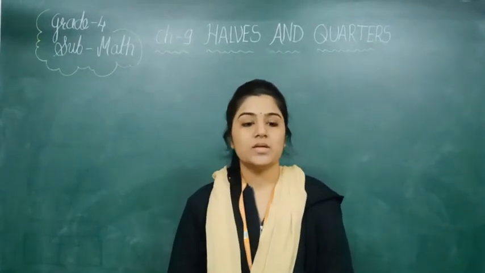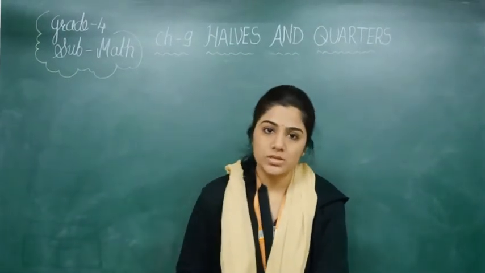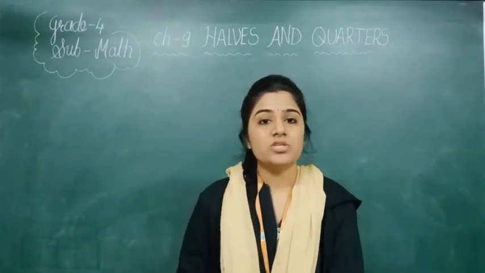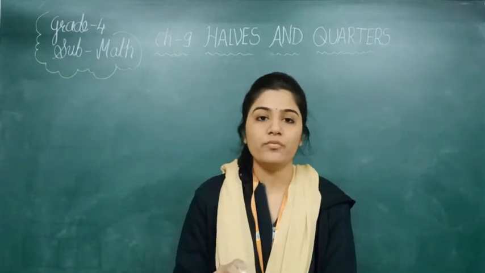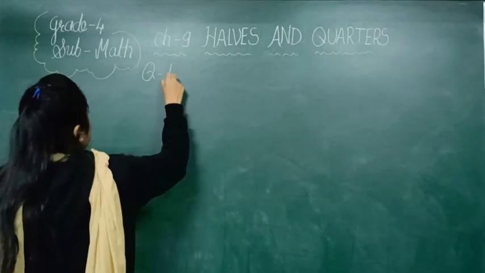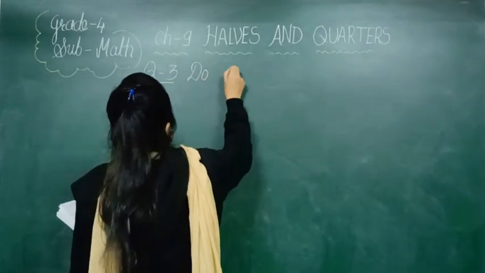So let's start. So your question number 3 is do as per the instructions. Do as per the instruction means some questions are given and whichever heading is given in some question, according to that we have to do. We have to follow the method. So question number 3 is do as per instruction.